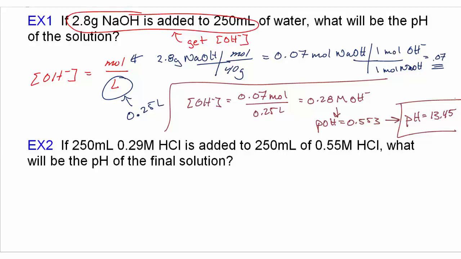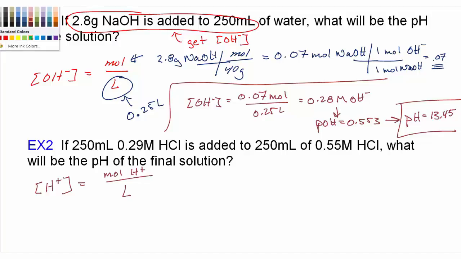If 250 mils of 0.29 molar HCl is added to 250 mils of 0.55 molar HCl, what will be the pH of the final solution? Okay, what we need to do is find that hydrogen ion concentration, right? And the hydrogen ion concentration, the concentration really of anything, is its moles divided by the liters. Okay, let's find the liters first. That'll be the easy one, I think, because the liters is just the total volume.